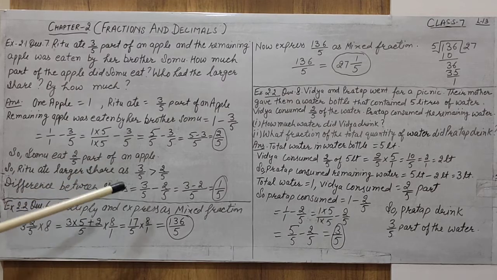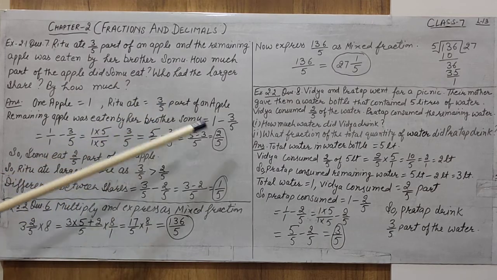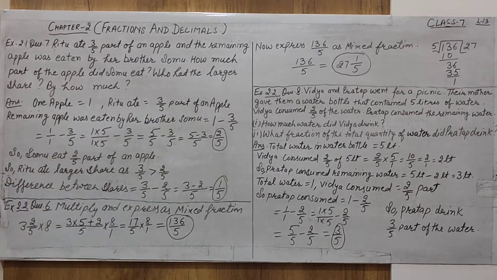Now, which one is greater? 3 by 5 is greater or 2 by 5 is greater? As you know, when the denominators are similar, we must compare only the numerators. And in the numerator, 3 is greater than 2. So Ritu ate the larger share, as 3 by 5 is greater than 2 by 5. This is the answer of the second part.